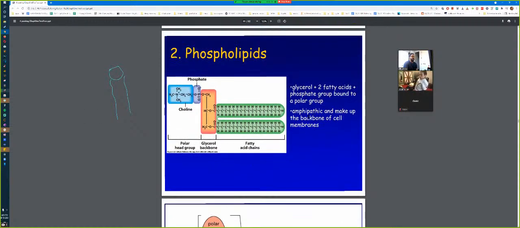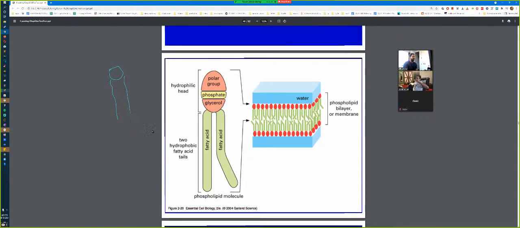Oh, and amphipathic just means that it can behave as both hydrophobic and hydrophilic. Yep, and that's exactly what we have here. This is a good thing to draw, actually, because it differentiates the glycerol from the phosphate from the polar head group.